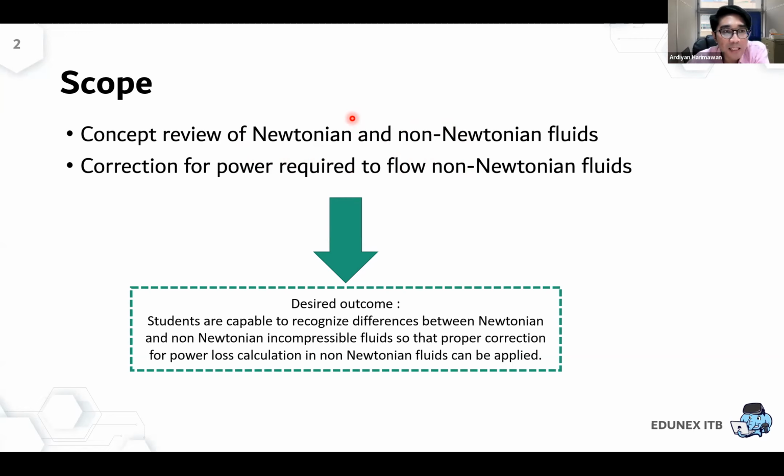After studying this topic, I hope you can differentiate between Newtonian and non-Newtonian fluids, and the difference in fluid flow calculation, especially the correction for the power required to flow non-Newtonian fluids. Because when you flow non-Newtonian fluids, just like Newtonian, you will have pressure drop, energy loss, and need to supply additional energy. The outcome: students should be able to recognize the differences between Newtonian and non-Newtonian fluids, especially the simple incompressible fluid, so the proper correction for power loss calculation can be applied.